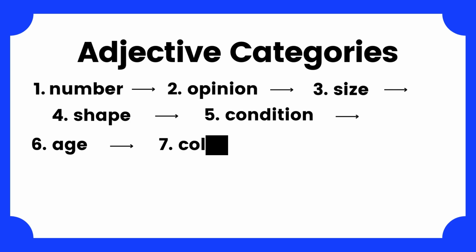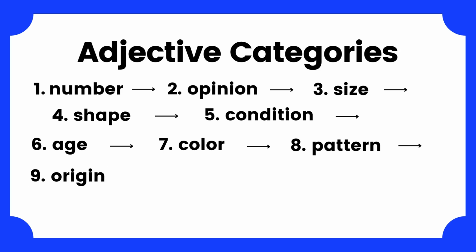Then we would use color, such as pink, green, or violet. Then we will use pattern, like striped, dotted, or paisley. Next is origin. Origin means where something came from. So we could use French, local, North American. Those are all origins.